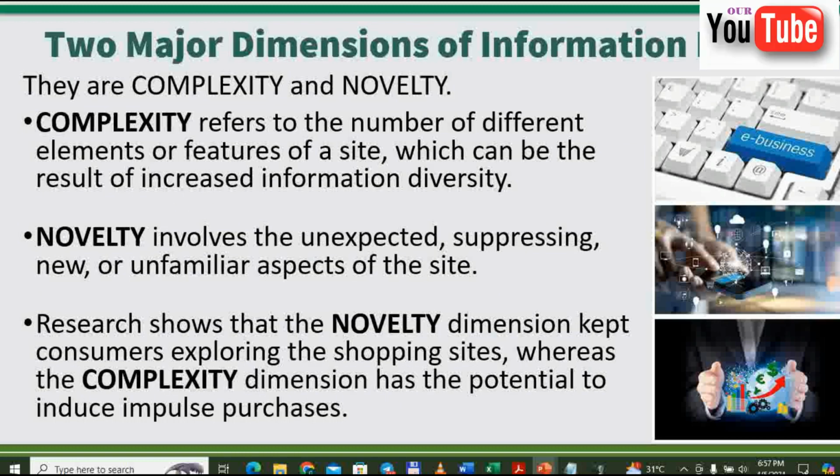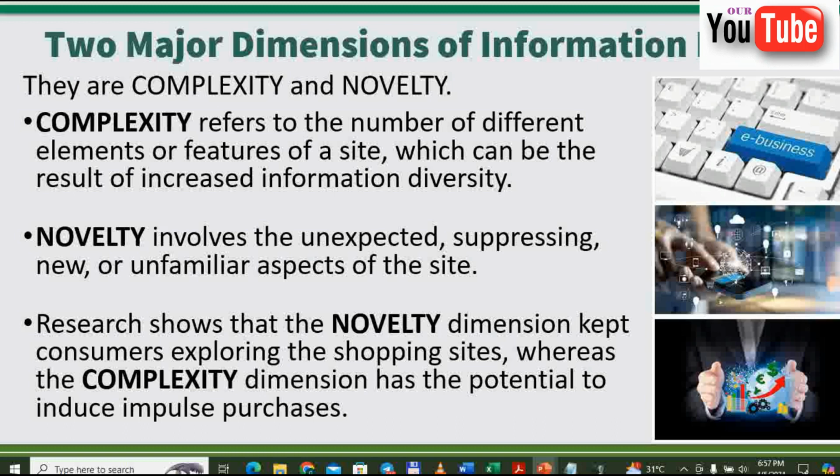Okay, two major dimensions of information load. There are complexity and there are novelty. Complexity concerning information load simply refers to the number of different elements or features of a site, which can be the result of increased information diversity. That's what complexity is talking about. Novelty involves the unexpected, surprising, new or unfamiliar aspect of the site. We're talking about a website that helps you to get information about products.